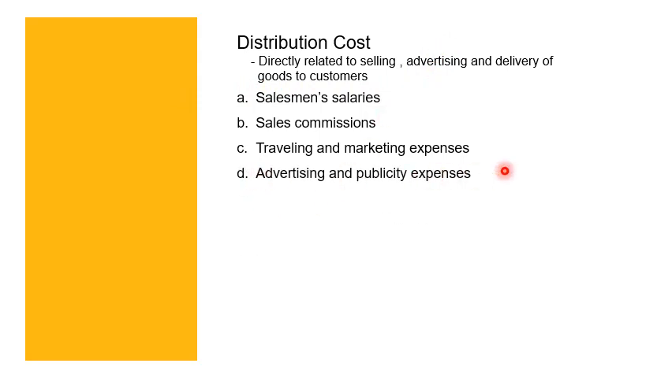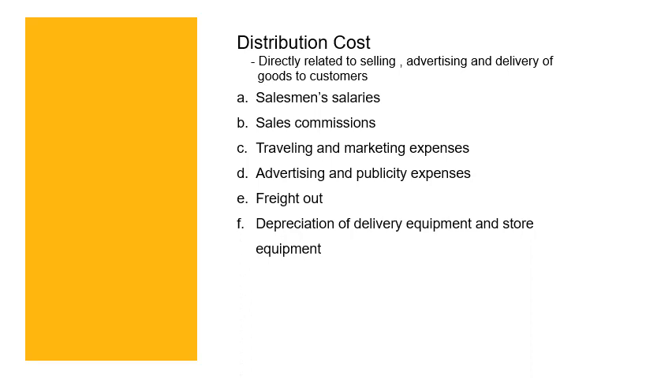Letter D, advertising and publicity expenses. And letter E, freight out. Okay? Freight out pag nag-deliver tayo ng goods sa customer. Kasi pag freight in, attributable yan or capitalizable sa inventory. Pero kapag freight out, selling expense yan. Expense to. Letter F, depreciation of delivery equipment and store equipment. So, delivery and store equipment, directly related yan sa selling and delivery of goods to customer. Therefore, part siya ng distribution cost.